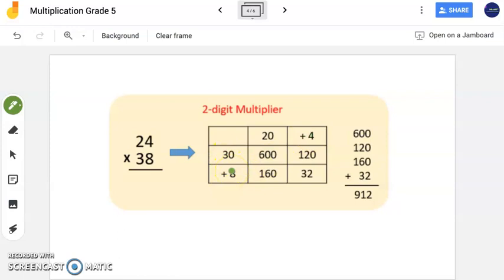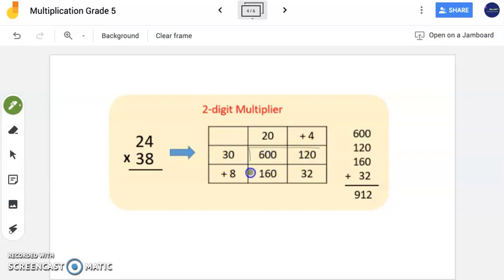Now notice I set this up as 2 by 2 because we're multiplying a 2-digit number by a 2-digit number. Now, in each of these missing boxes, I need to fill in the gaps. I found 600 here because I did 20 times 30 is 600. I found 160 because 8 times 20 is 160. I found 32 because 8 times 4 is 32. I found 120 because 30 times 4 is 120.